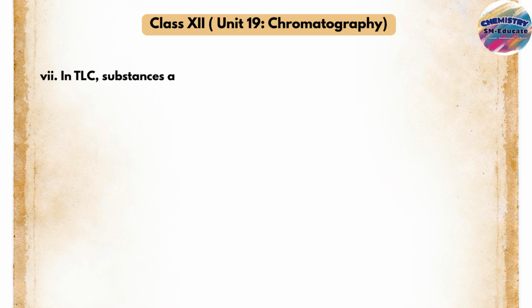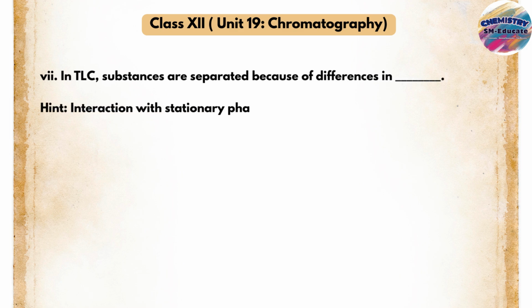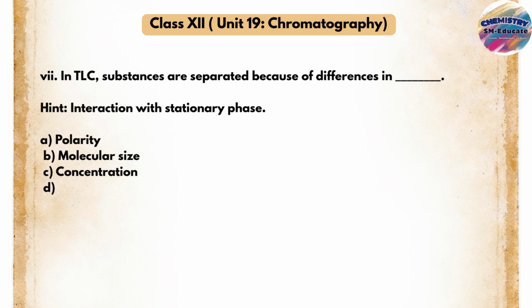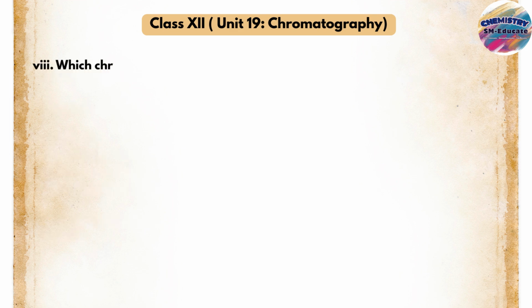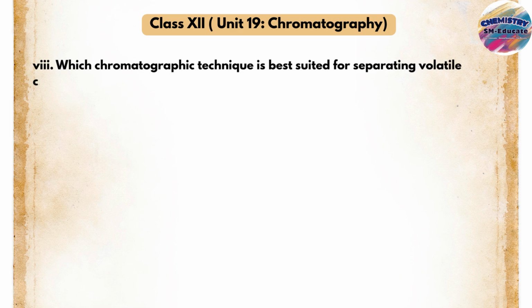7. In TLC, substances are separated because of differences in blank. Hint: Interaction with stationary phase. A. Polarity. B. Molecular size. C. Concentration. D. Electronegativity. Correct answer: A. Polarity.